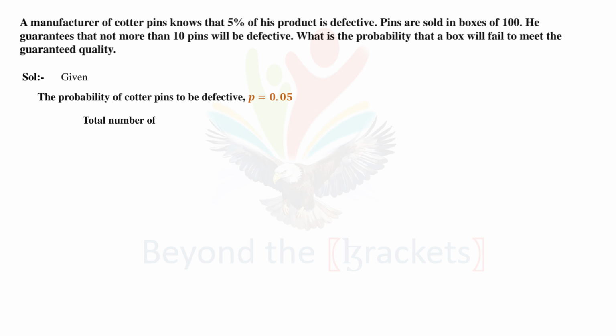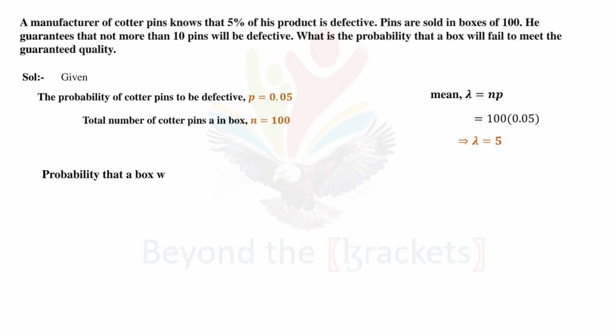Total number of cotter pins in a box will be n is equal to 100. We know that the mean lambda is given by np. Substituting the values of n and p, we get lambda is equal to 5. The probability that a box fails to meet the guaranteed quality is the probability that more than 10 pins will be defective in a box, that is P of r greater than 10.